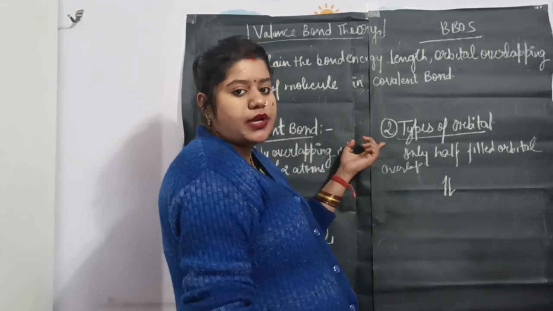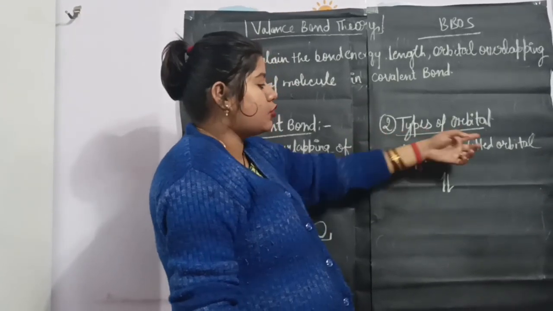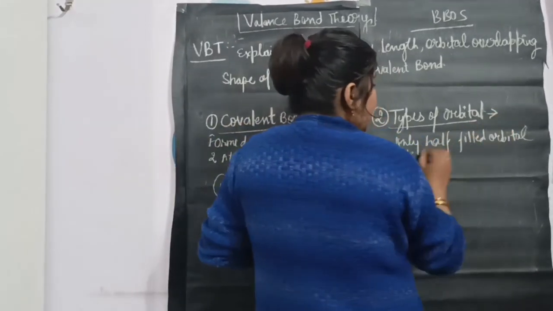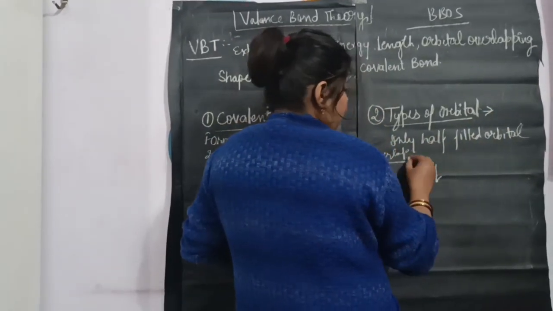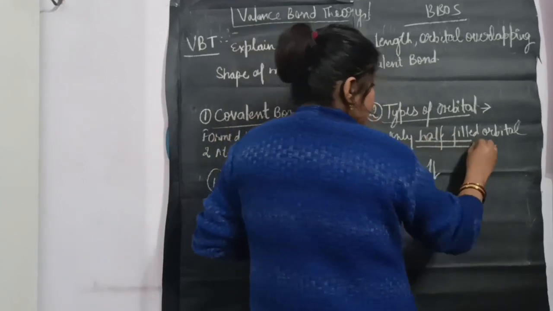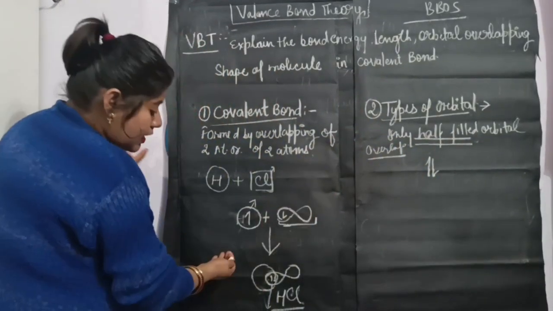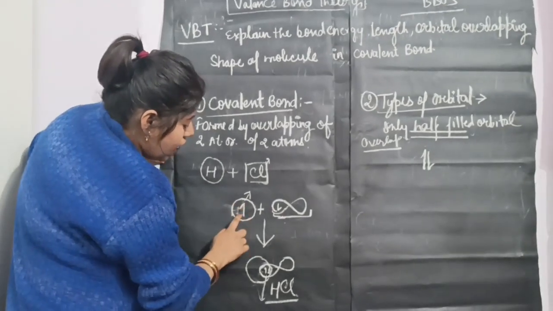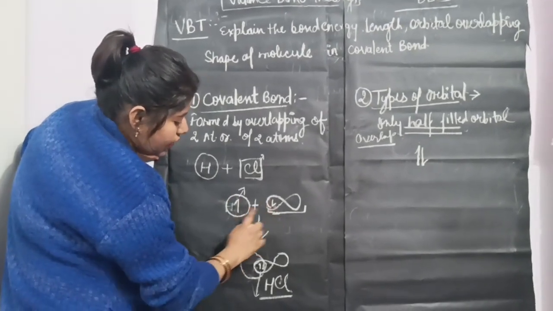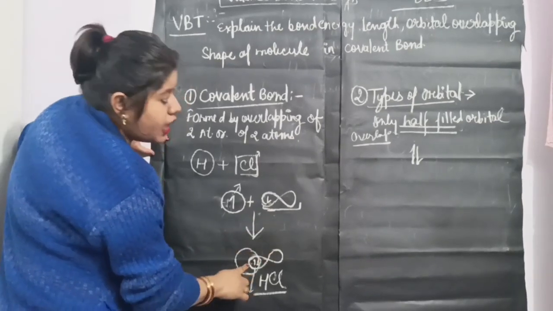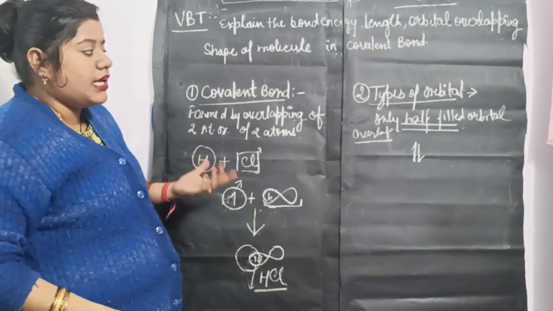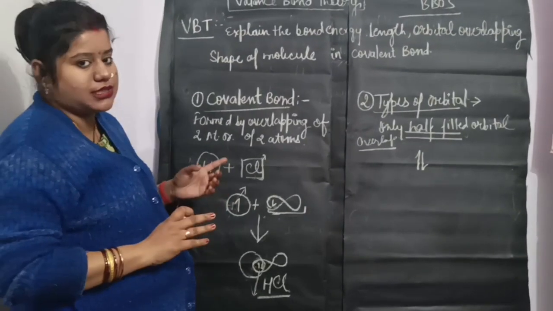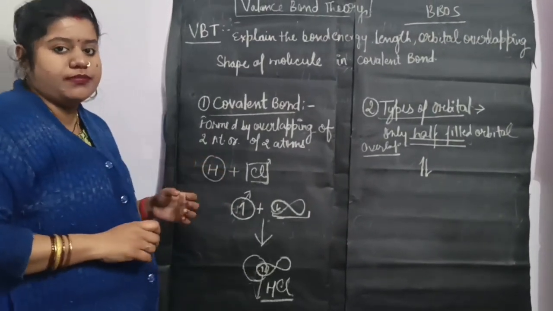And the second postulate of this theory is about the types of orbitals. It states that only half-filled orbitals overlap, not full-filled ones. In this example, one electron is in the upward direction and the other in the downward direction. They react to each other easily, but full-filled orbitals do not react to each other. So that is the second postulate of this theory.